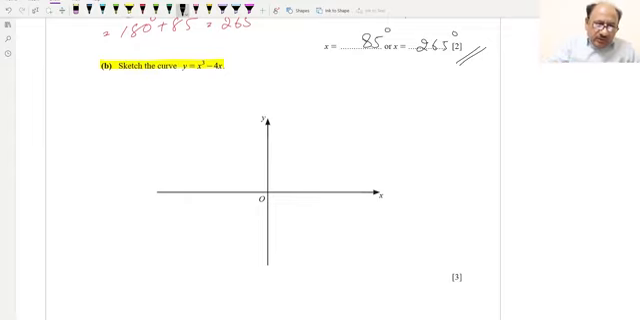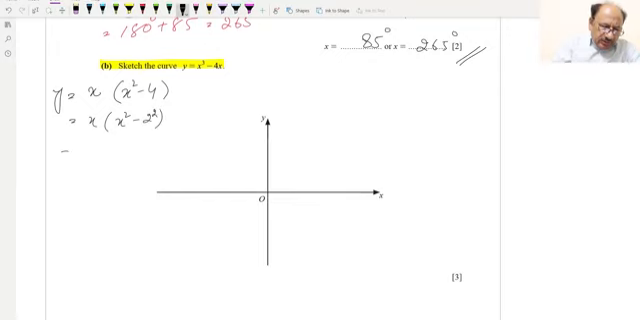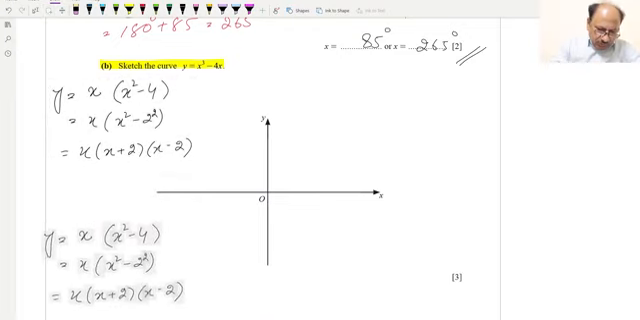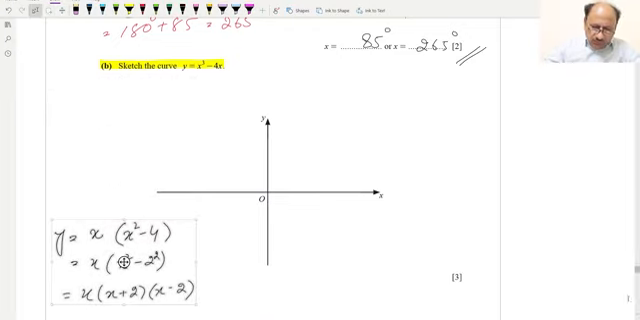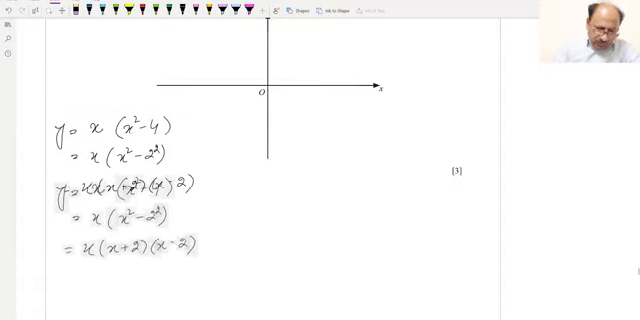So what we can do, we can basically rewrite the same equation in factorized form. Y is equal to, we can take x common, so inside will be x squared minus 4, and further we can rewrite it as x squared minus 2 squared, and this can be written as x into x plus 2 and x minus 2. So what I will do, I will shift this over here so that we can draw it properly. So this is our working.